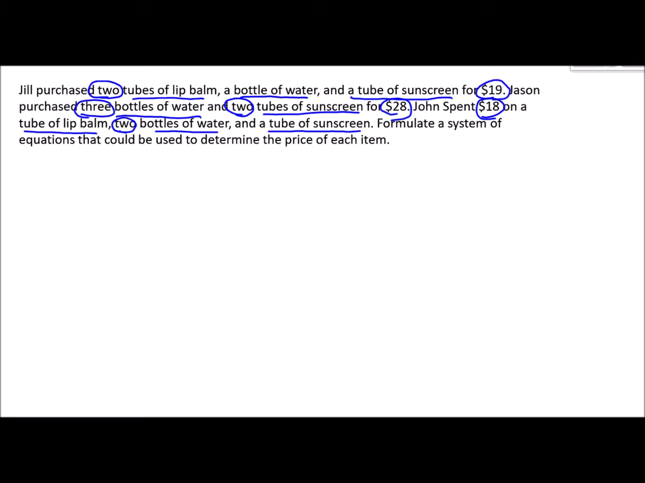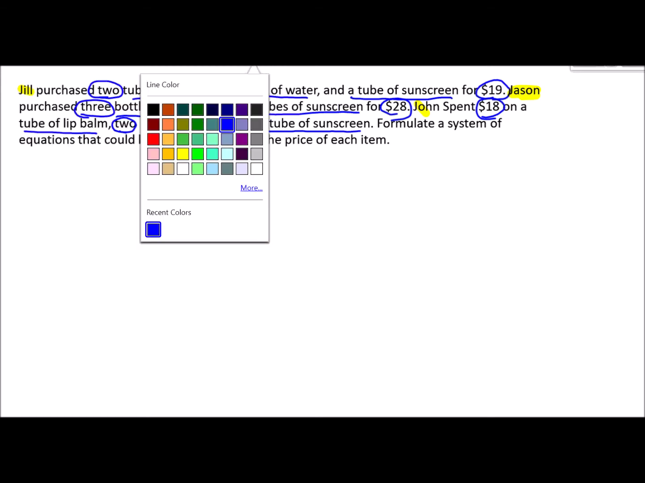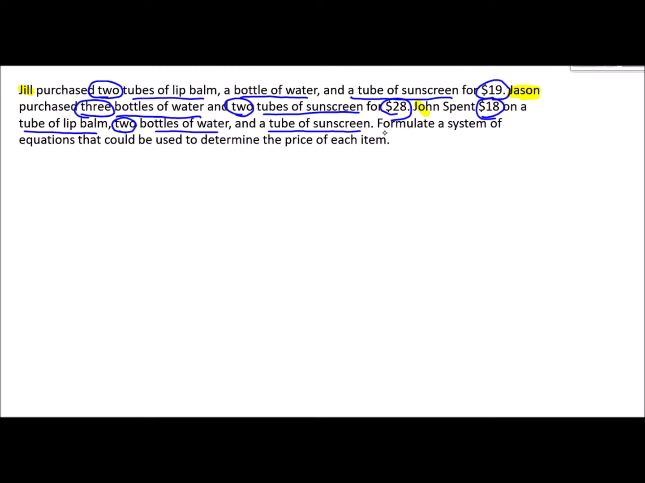Now at this point, there's a lot going on, but it does talk about 3 different people, right? 3 different people shopping here. So we've got Jill going on, we've got Jason going on, and John. And then they've all gone in and bought certain things and spent a certain amount of money to get those things. So we need to somehow form a system of equations. It says in the last sentence, formulate a system of equations that could be used to determine the price of each item. Right there, that tells you what you're going to be looking for.